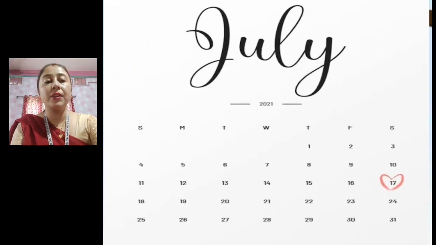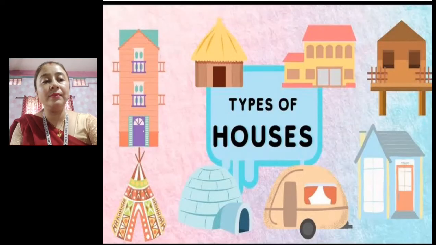So children, today the day is Saturday and it is 17th of July 2021. Now let us proceed to our class.